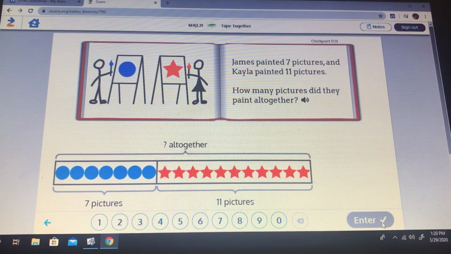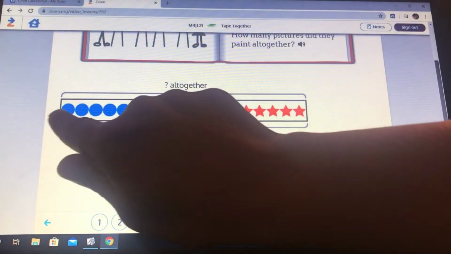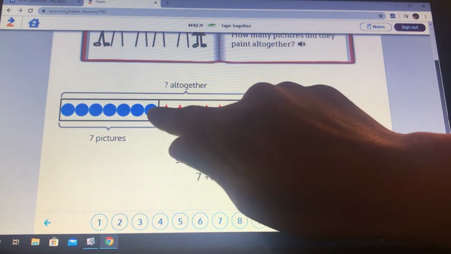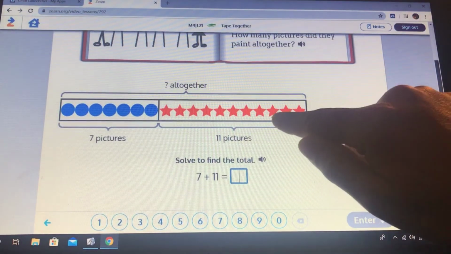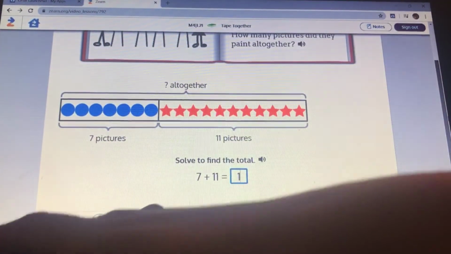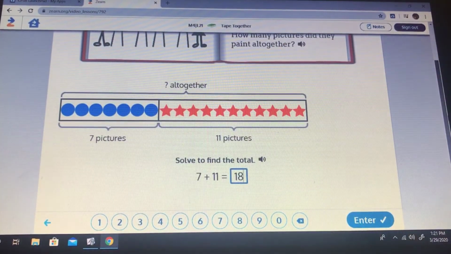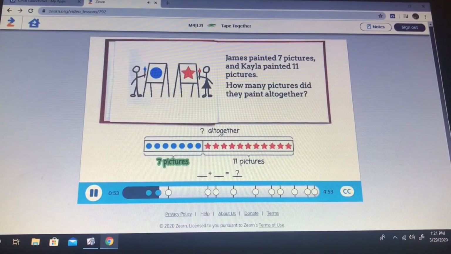Now, to find our total, we're going to count all of the pictures. Here's 7, that's James's pictures. So 7, 8, 9, 10, 11, 12, 13, 14, 15, 16, 17, 18. I see 18 total. So 7 plus 11 is 18. 7 pictures for James plus 11 pictures for Kayla equals 18 pictures altogether. Show the total number of pictures in the tape diagram and in the word sentence.